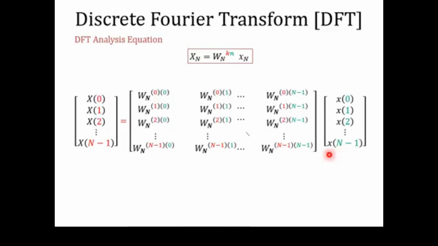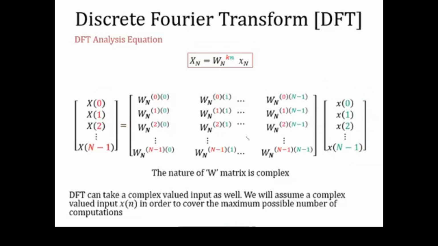Now let's come to the time domain vector. This time domain sequence can contain both real valued data or complex valued data depending on which type of signal we are going to analyze. So this time domain vector could contain real values or complex values. But in order to cover the maximum possible number of computations, we are assuming that our x of n is also a complex valued sequence.